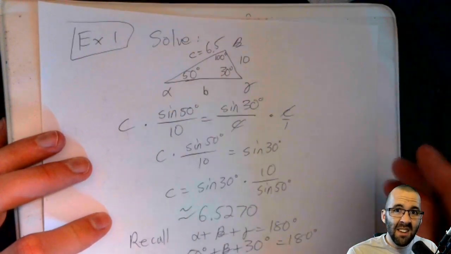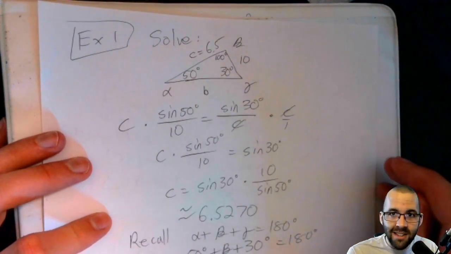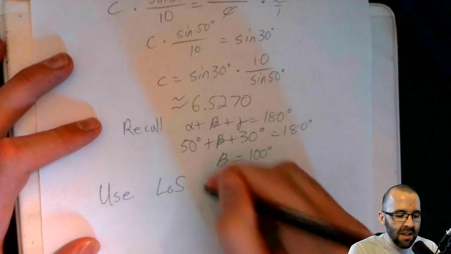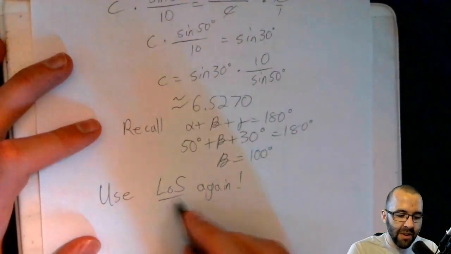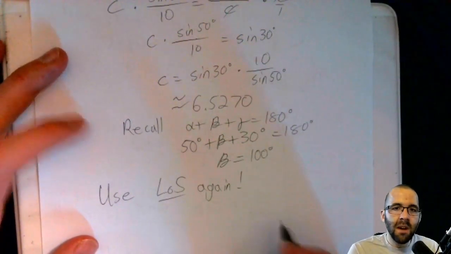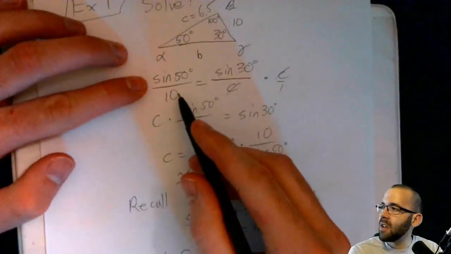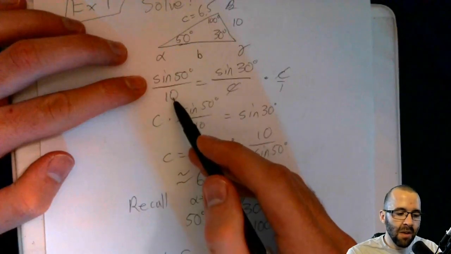So if you thought using the law of sines was fun the first time, it's even going to be more fun the second time. All right, so we get to use the law of sines again. I'm abbreviating that because I don't want to write law of sines every time. So we do exactly what we did the first time. Every time you're using law of sines, the first part of the equation is sine of an angle that you know divided by a side you know.